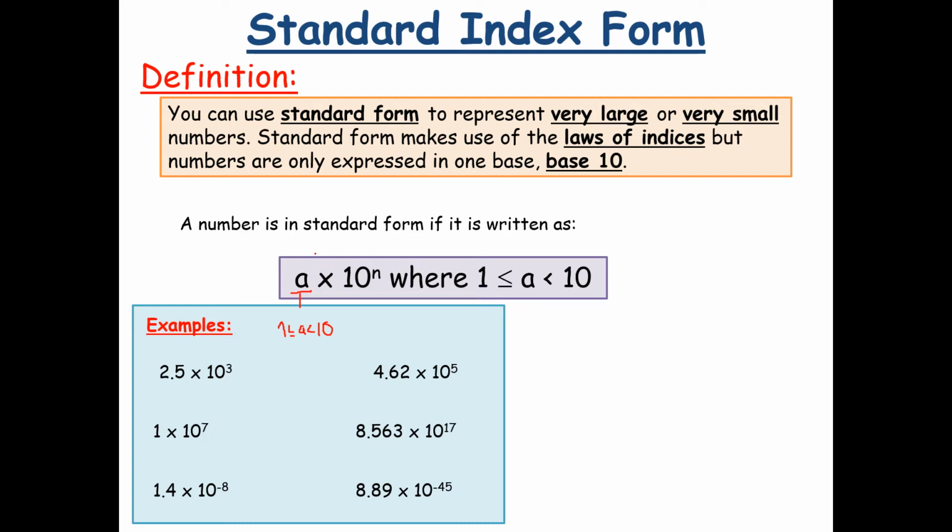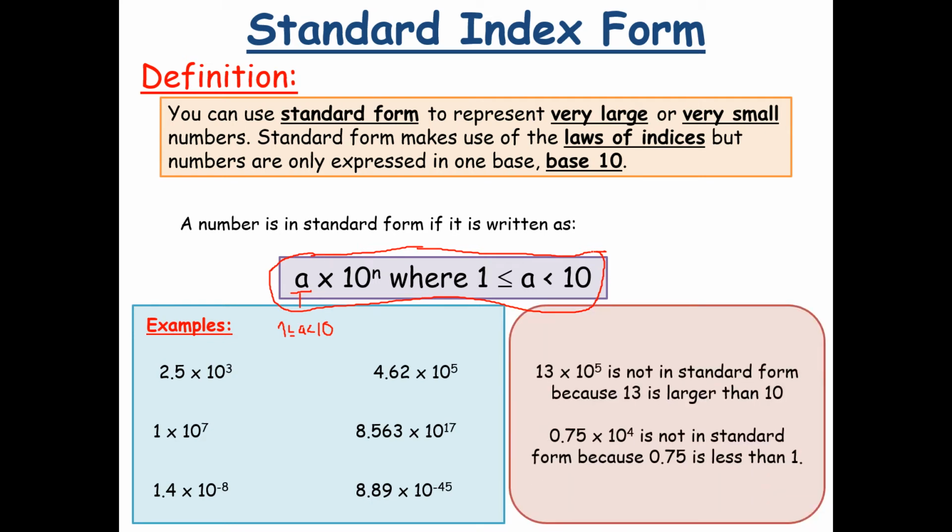One thing that I need you to note down in your books is this formula. So a times 10 to the power of n is where a is equal to or bigger than 1 but smaller than 10. So make sure you have this written down in your books so that you know what standard form is and how you have to write it.